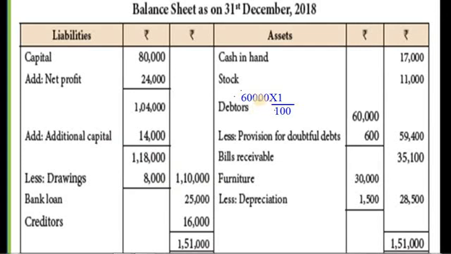In debtors, we have to calculate 1% provision for doubtful debts. This provision for doubtful debts we have shown in the profit and loss account, but there I haven't shown you how to calculate it. Here I am showing you how to calculate it. We are taking 60,000 into 1 by 100 because we are calculating 1% provision. Cancelling 2 zeros, we are getting 600. This is how we have to calculate provision for doubtful debts.